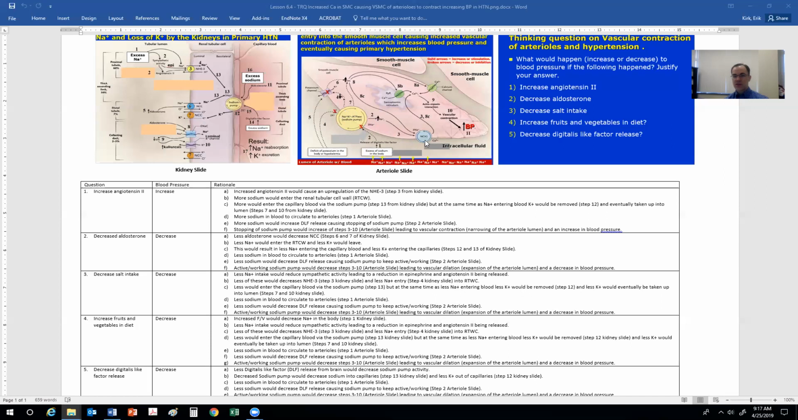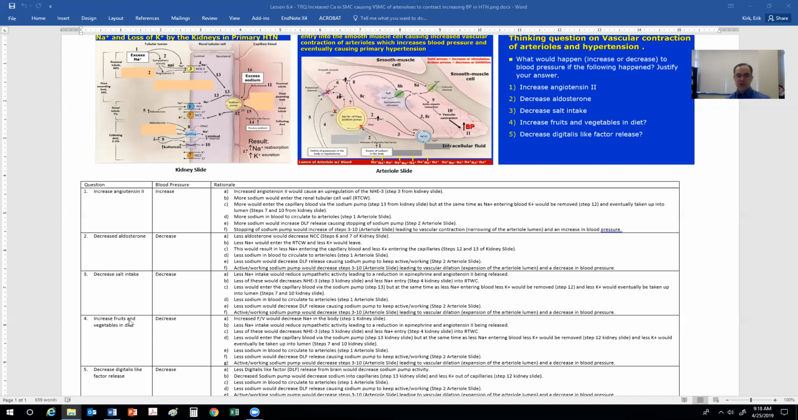As a result, steps 3 through 10 would be reduced, and therefore you'd have less calcium inside the vascular smooth muscle cell, less actin and myosin interaction, vascular contraction would be reduced, so you'd have dilation, a larger lumen for the blood to flow through, and you'd have a decrease in blood pressure.